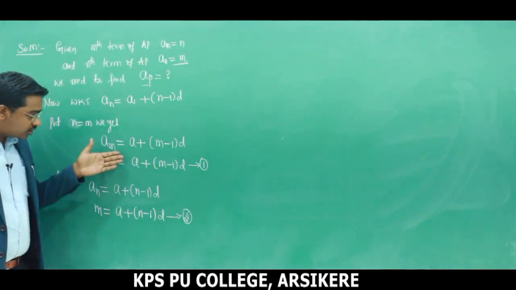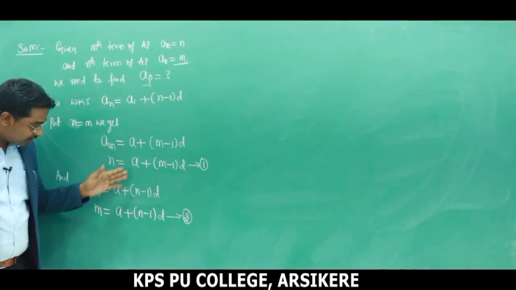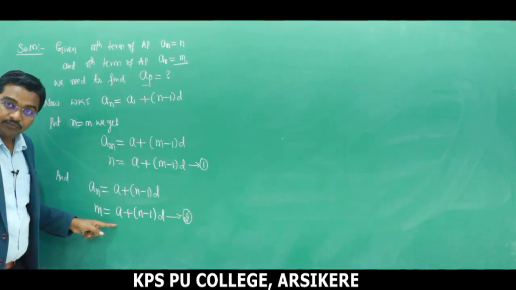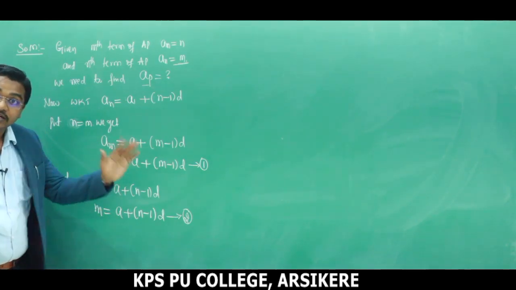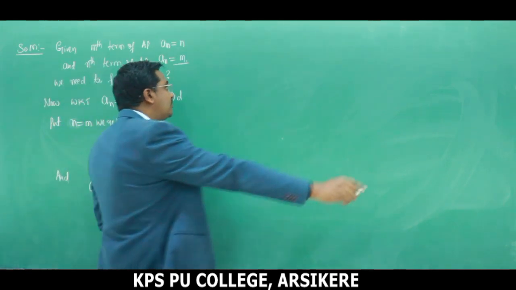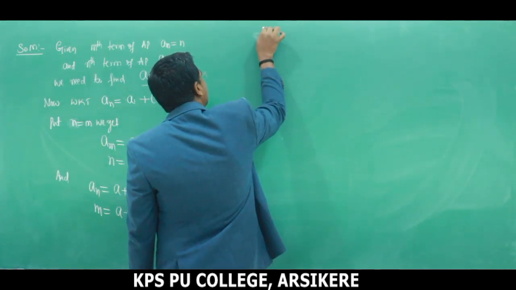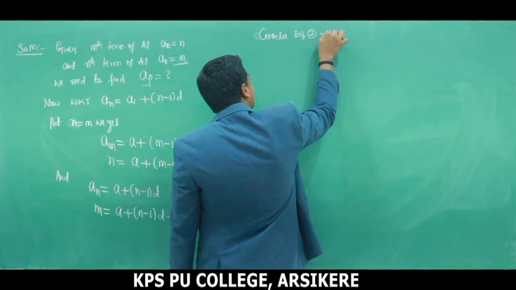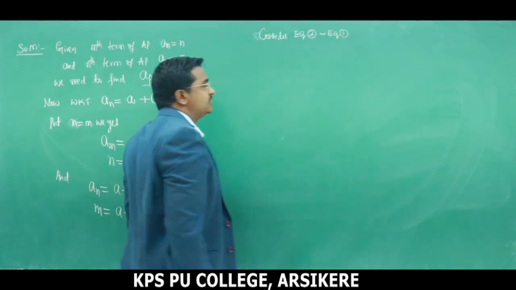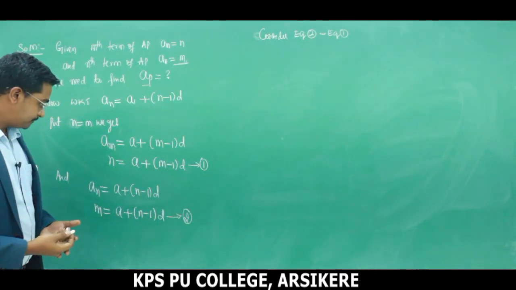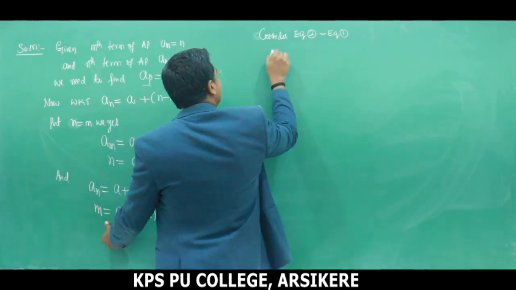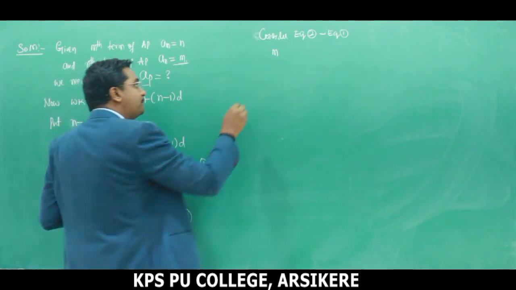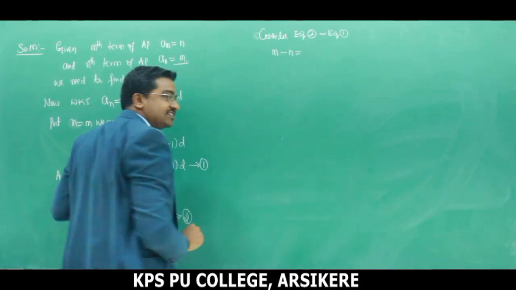First just observe the coefficient of a, we have 1. Here also the coefficient of a is 1. If you subtract these two equations, the value of a gets cancelled. That is, consider equation 2 minus equation 1. Just subtract 2 by 1. So what do we get here? Here we have m on the left hand side in equation 2, and in equation 1 we have n. So m minus n. Left hand side is clear.